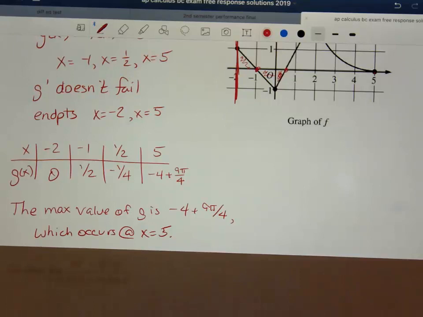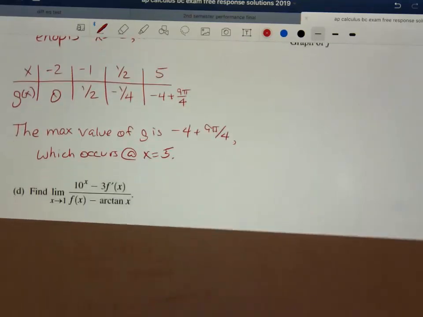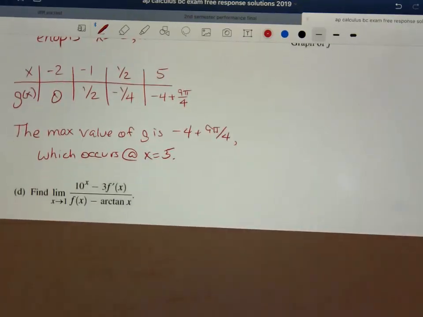All right, so now to part D. Part D just says find the limit. Now, on first glance, hopefully you notice that if you plug in 1 for x on the first term, you're going to get 10. And I'm thinking it's not going to be a 0 over 0. I'm just thinking that off the bat. So we've got to just plug in and see what happens.